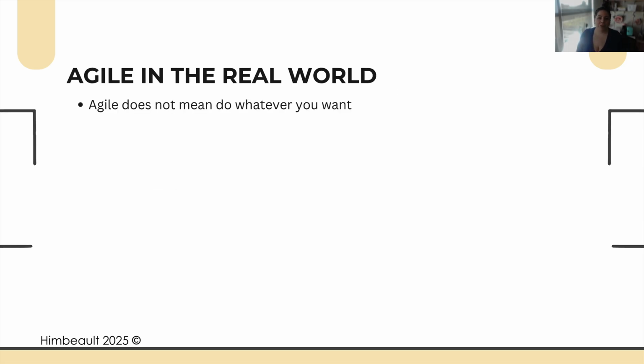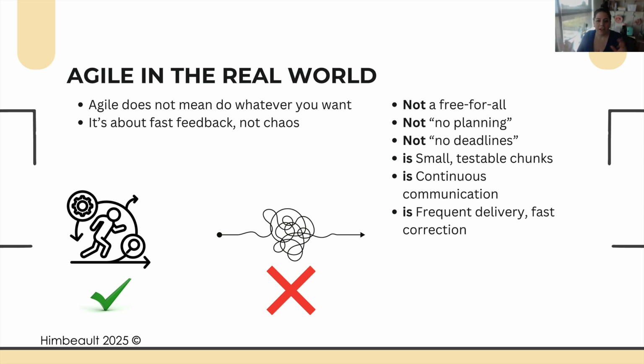All right. So agile in the real world does not mean that you can just do whatever you want, right? It doesn't mean, oh, we're really flexible, so we can just do whatever feels right. It's about fast feedback and organized feedback, not chaos, right? It's not a free-for-all. We're not saying that there's no planning and no deadlines. We're saying that we want small, testable chunks. We want to minimize our tech debt. We want that continuous communication, and we want frequent delivery with very fast correction, or as fast as possible.